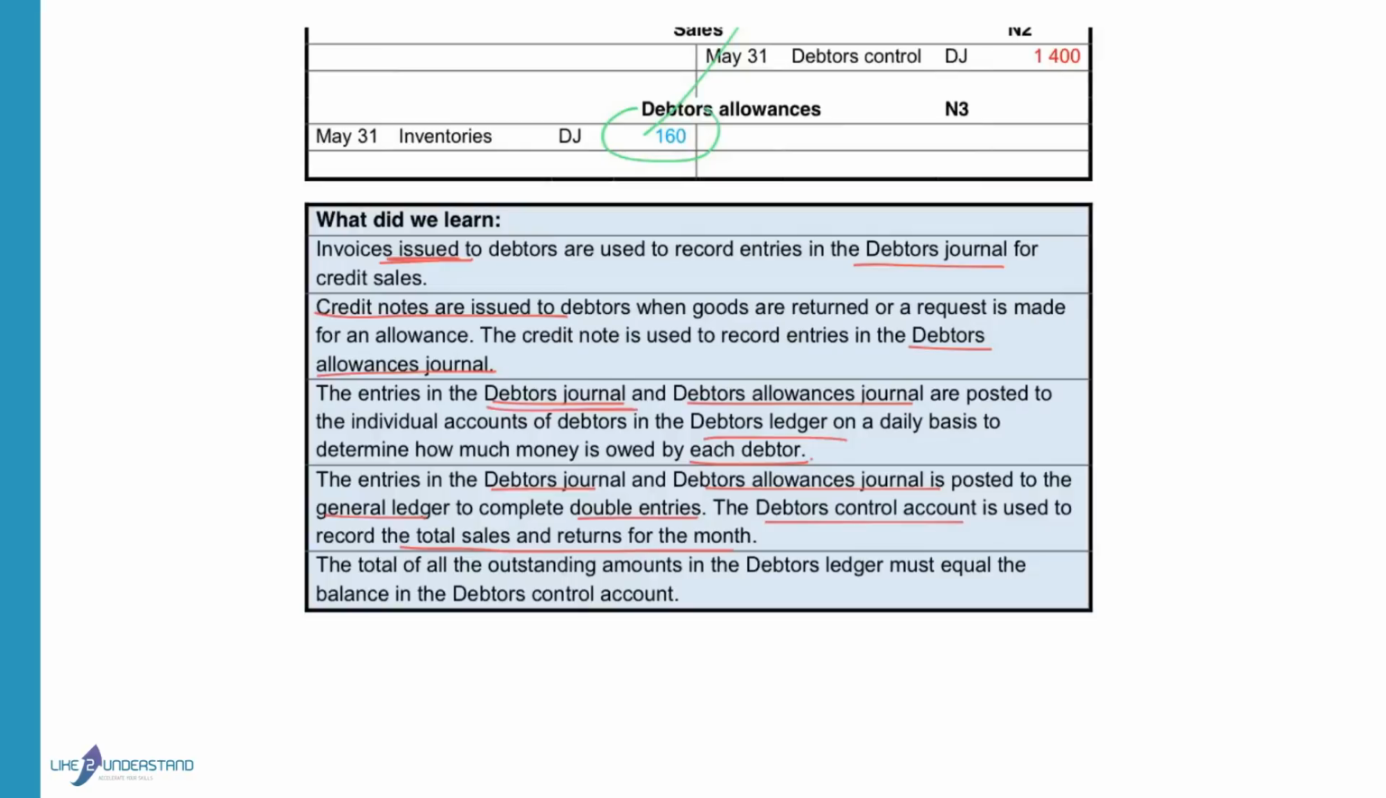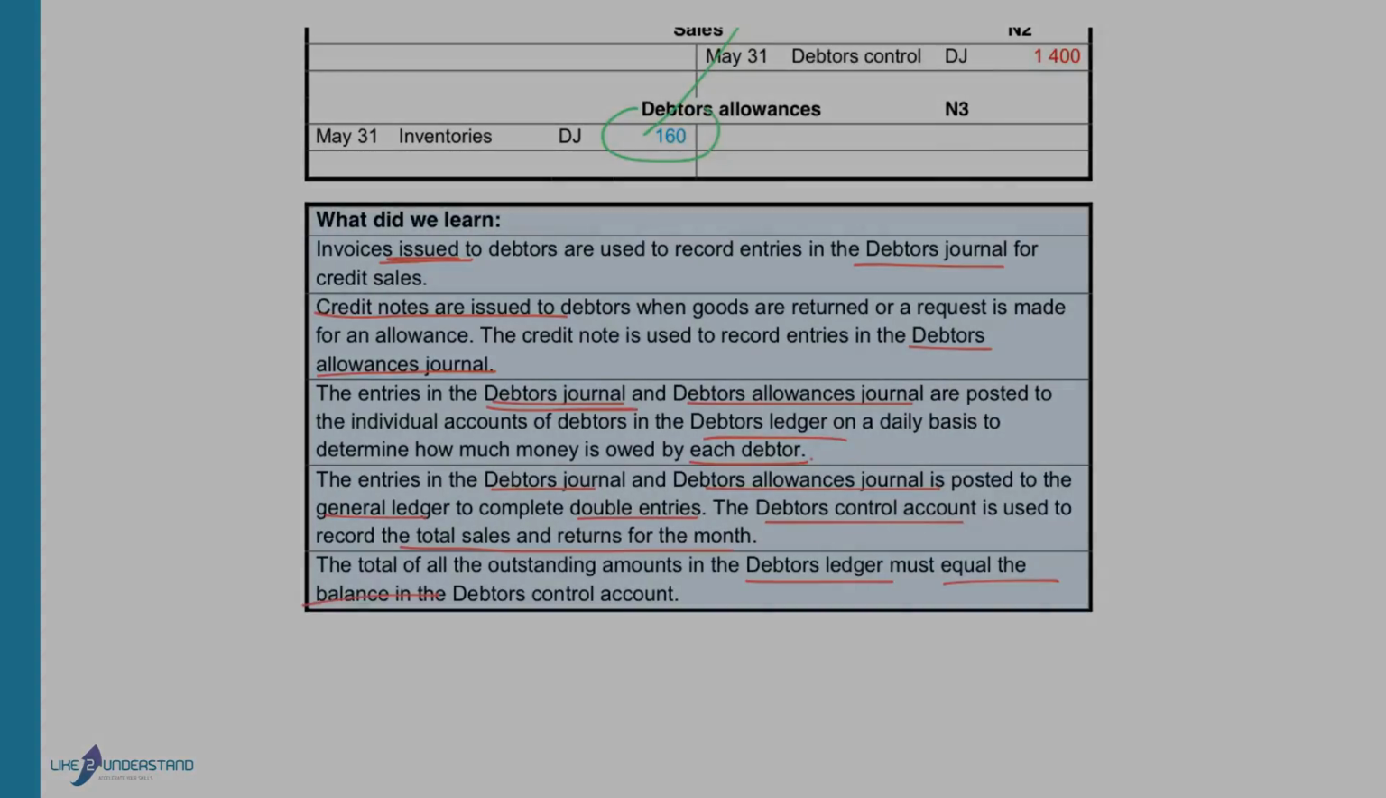The total of all the outstanding amounts in the Debtors Ledger at the end of the month must equal the balance in the Debtors Control Account. That is an indication that no mistakes were made.